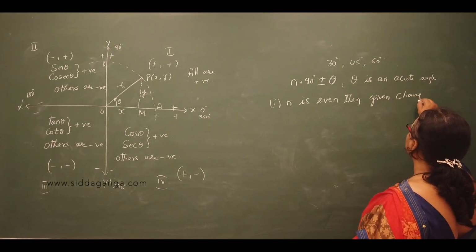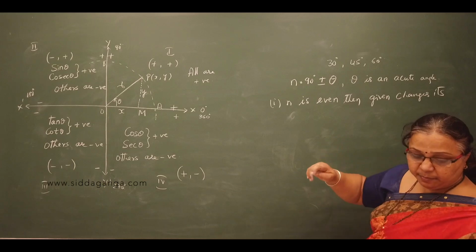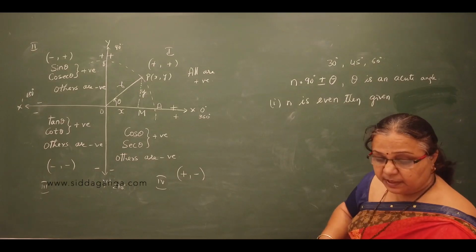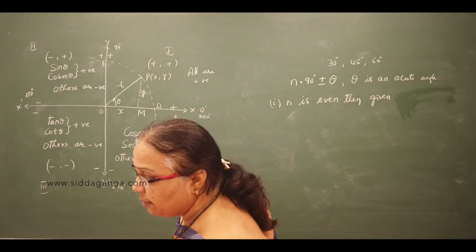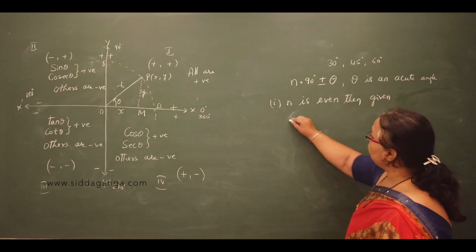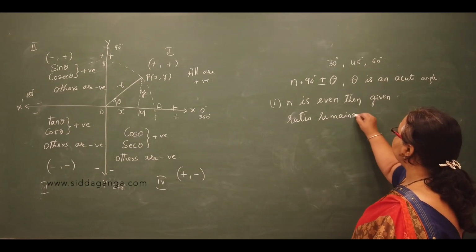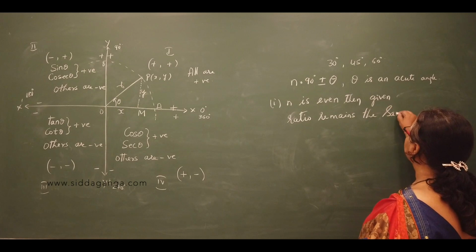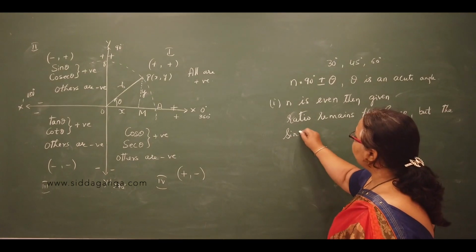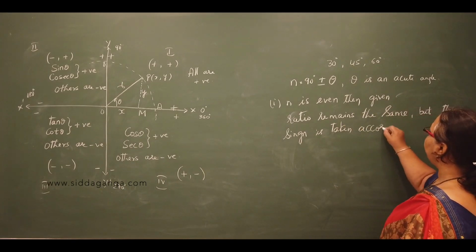the given ratio remains the same. If n is even, the given ratio remains the same, but the sign is taken according to the quadrant rule.